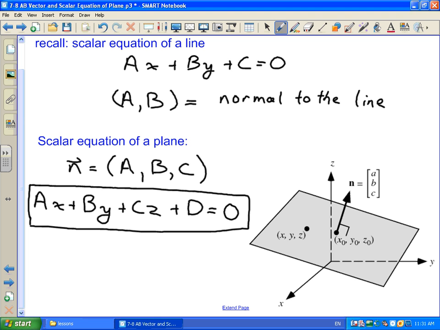So let's take a look at a couple of questions here where we're going to work with that equation a little bit. And specifically, what we want to be able to do is, if we have the scalar equation, find the vector equation. If we have the vector equation, we want to be able to find the scalar equation.